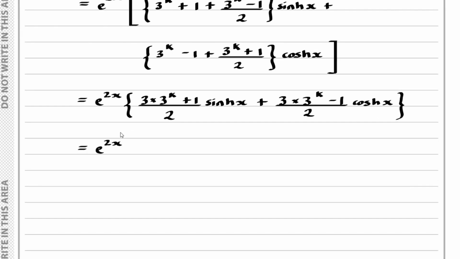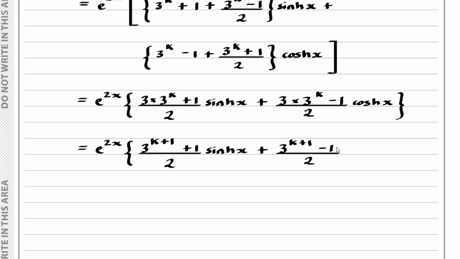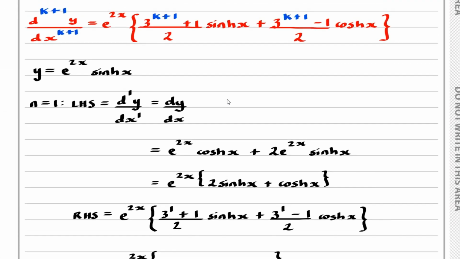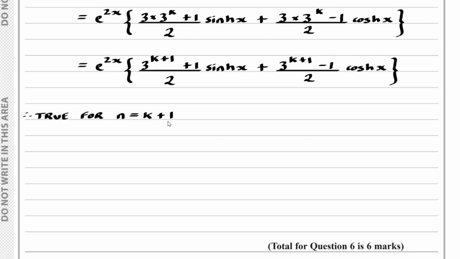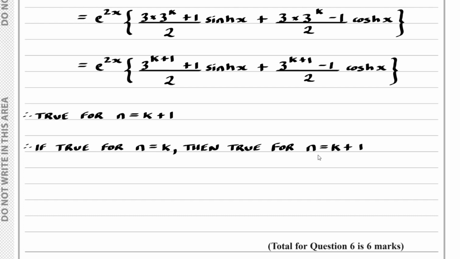So what we have here then is e to the 2x, and here, adding the powers, I've got 3 to the k plus 1 over 2 times hyperbolic sine x, and here I've got 3 to the k plus 1 subtract 1 over 2 hyperbolic cosine x. And that is the result which we wanted to show here. And so what we can then say is, because the result is true for n equals k plus 1, we've just shown that by induction, and if we know that the result is true for n equals k, we know it's true for n equals k plus 1, and as it's true for n equals 1, it's true for all natural numbers.